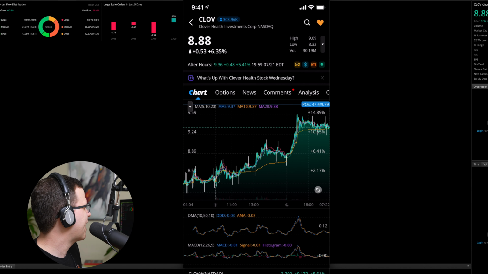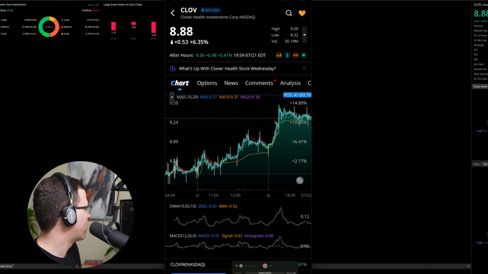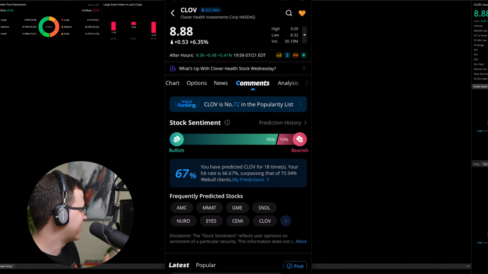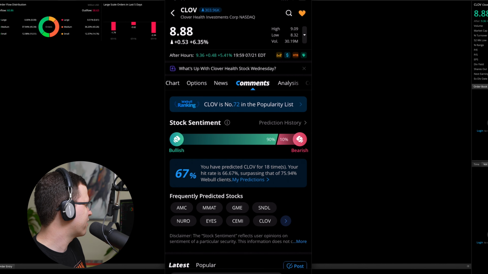Right now, we have this little Webull app. I brought up my phone right here, and I have this Webull app just to show you what it looks like, because in the app you have extra stuff that is not available on the desktop, such as this comment section, right? We can see the comments. You can actually see that Clov is at number 72 in the popularity list on Webull rankings. And you get this stock sentiment, 90% bullish, 10% bearish, which is pretty awesome.